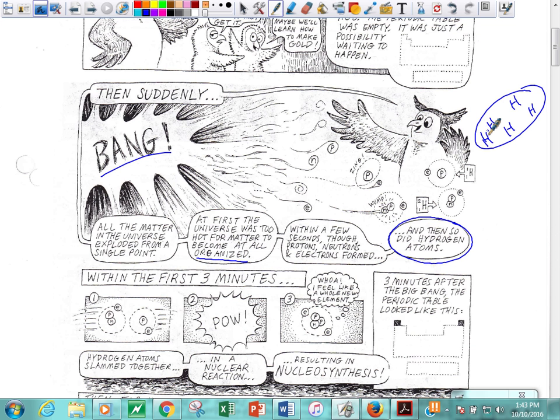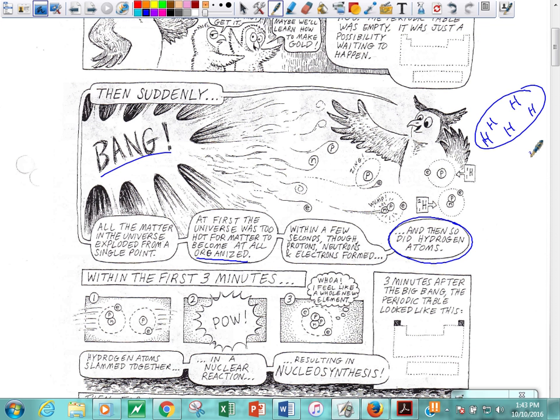Okay, in fact, even today, the most abundant element in our universe is what? Hydrogen. By far, the most abundant element in our universe is still hydrogen. Okay, and that's because it was the first one right after the Big Bang to form. Okay, so that was within a few seconds after the Big Bang.